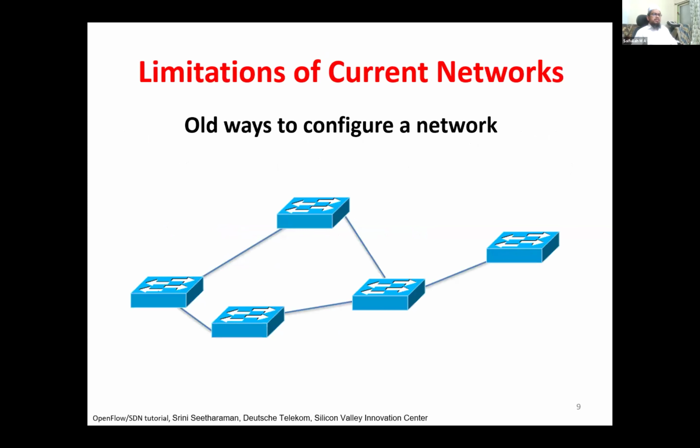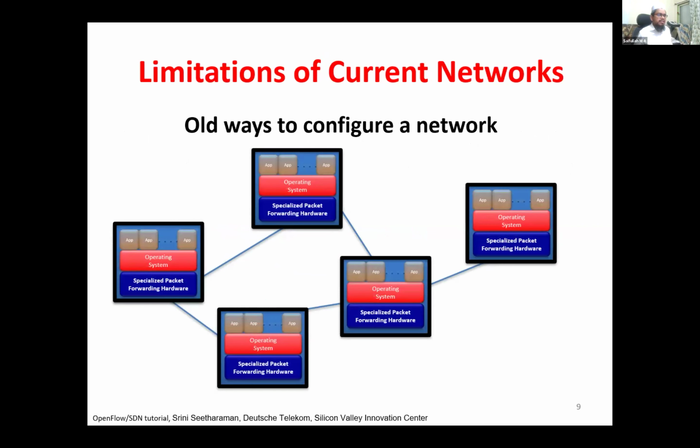We can actually see this diagrammatically here. So this is a network diagram with the existing switches. So these switches are connected, but the issue with the existing network, as already said, is that all the applications, the operating system, the specialized packet forwarding hardware, everything is in each device.